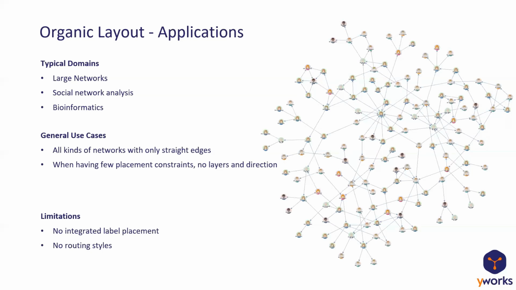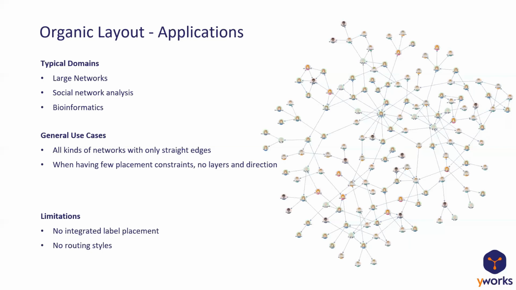And generally, for general use cases, it can be said: all kinds of networks where you only require straight edges, there you can use the organic layout. A general indication for the organic layout would also be if you have few placement constraints, if you don't need specific directions for your connections, if you do not have leveling or layering like described for the hierarchic layout. If you don't have such constraints, the organic layout may be a good fit.